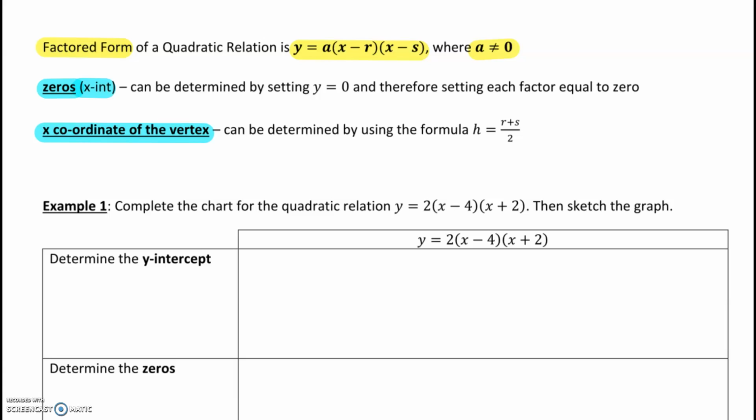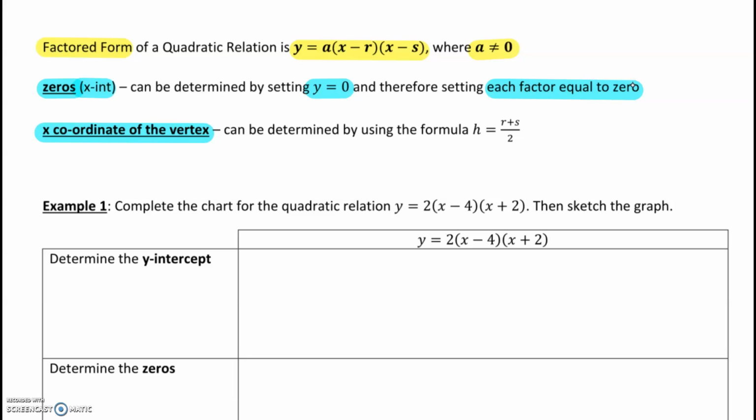Now we have to do some calculating. So here's some hints to help us. So for zeros, we're going to look at zeros first. The x-intercepts, you find them by setting y equal to 0. That should sound familiar. We did this with our linear relationships. We'd find the x-intercept, let y equal 0. Remember that little sentence I used to make you write? And when you let y equal 0, that means each factor has to be equal to 0.